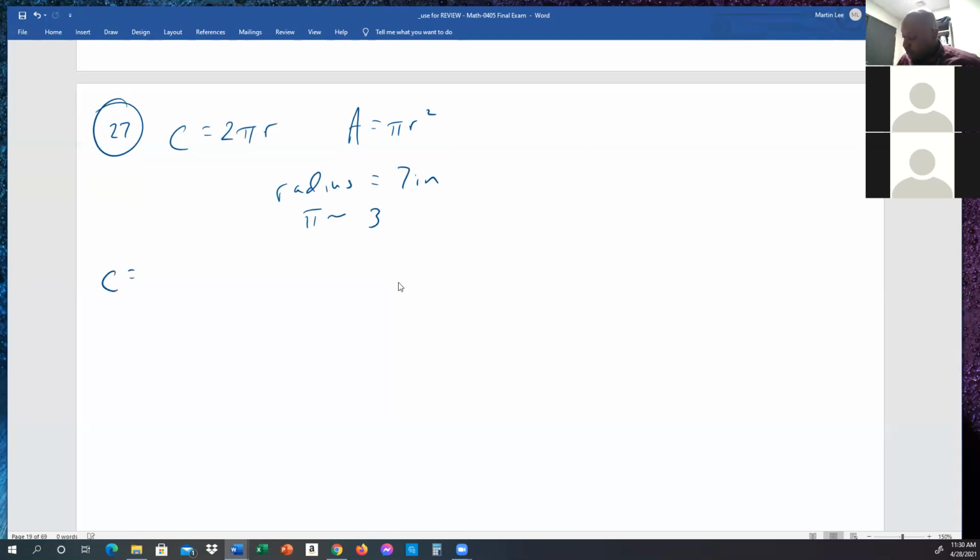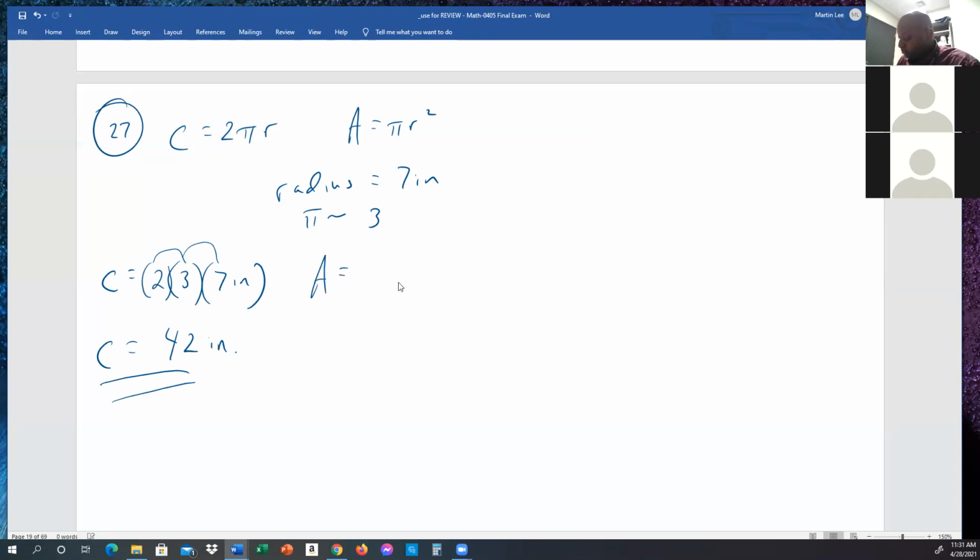So the circumference is going to be 2 times pi times r, 7 inches. So 2 times 3 is 6. 6 times 7 is 42 inches for the circumference.